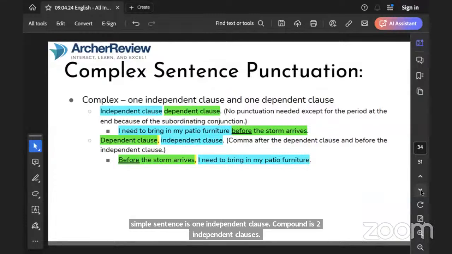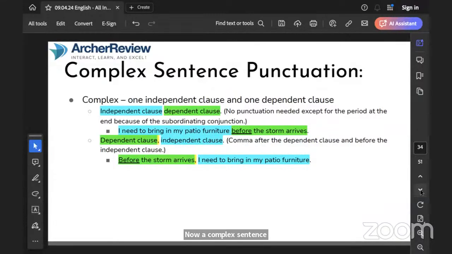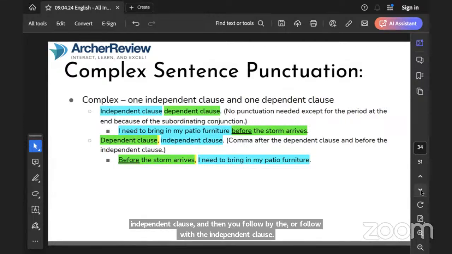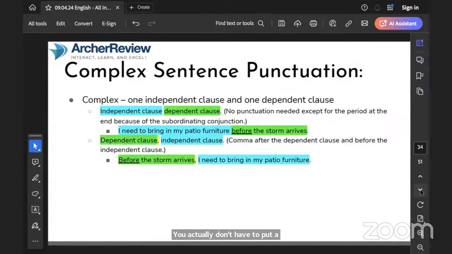Now, a complex sentence, again, is going to follow its name, and it's going to be complex. So for this one, you're going to have one of each. You're going to have one independent clause and one dependent clause. And punctuation is based off of the order in which you put your clauses. So, for example, if you put the independent clause first and then you follow with the dependent clause, you actually don't have to put any type of punctuation between that independent clause and that dependent clause. You just put the period at the end of the sentence.